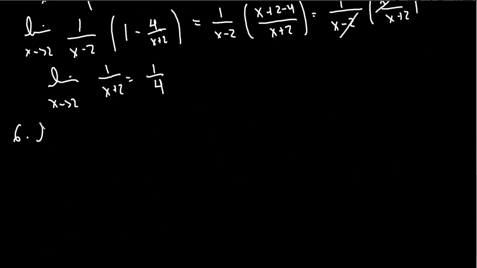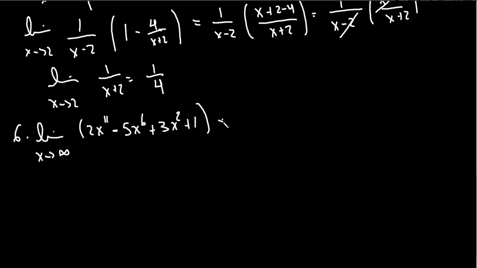Alright, question 6 says the limit as x approaches infinity, that's positive infinity, of 2x^11 minus 5x^6 plus 3x^2 plus 1. This one's not that obvious, but the trick here is to pull out the greatest exponent. You'll see that 5 will be over some power of x, 3 will be over some power of x, and 1 will be over some power of x. Then if you plug in infinity, those terms will all go to 0. You'll see what I mean in a second. Say I pull out x^11 here, what will happen? We'll be left with 2 minus 5 over x^5 plus 3 over x^9 plus 1 over x^11.